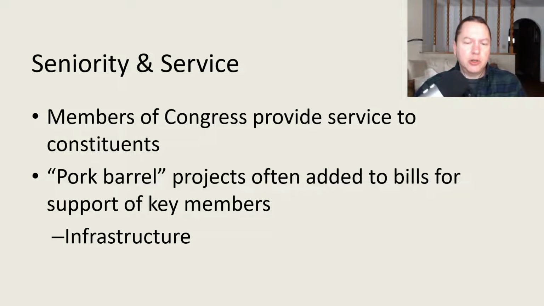Pork barrel, that term refers to projects that are often added to bills for the support of key members. This typically takes the form of infrastructure, money to build a bridge somewhere, or a library, or a new building. There are federal buildings in every state, and where those buildings are located is often determined by the power of the individual representative for that district. That's also true with military bases.